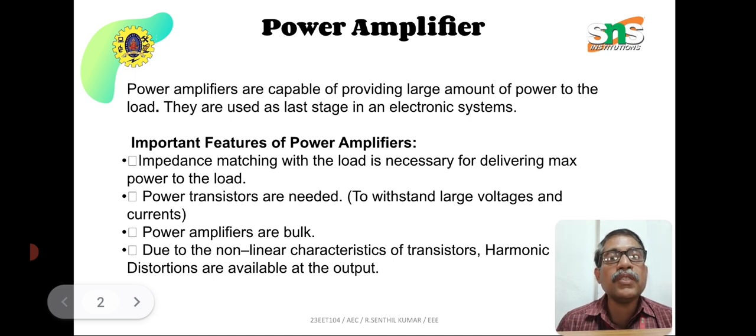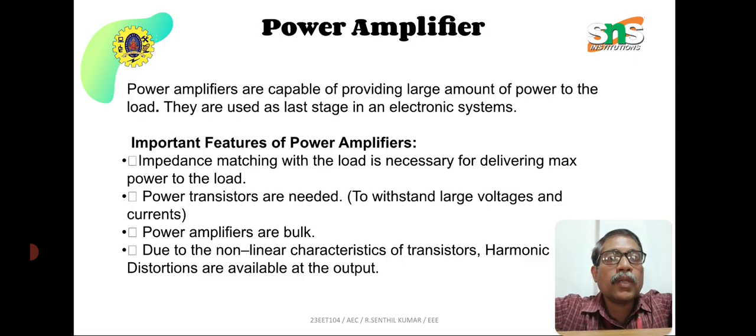The important feature may be impedance matching. It is used for impedance matching purposes, and due to its non-linear characteristics, it also produces harmonics. This may be the drawback of a power amplifier, whereas it is particularly used for impedance matching of electronic circuits. Now let us see the transistor circuit.